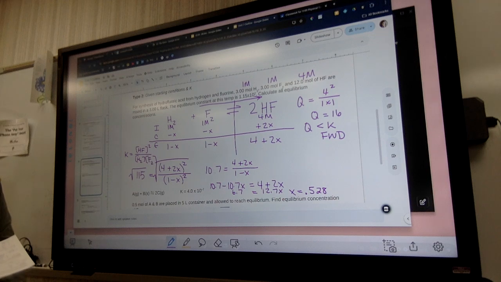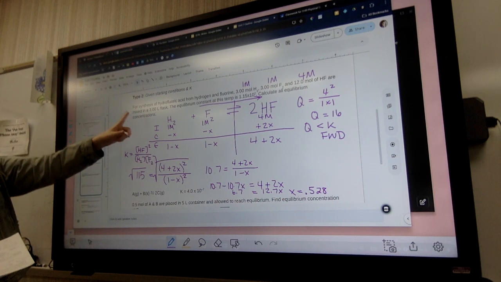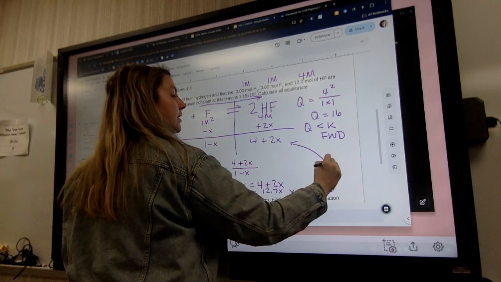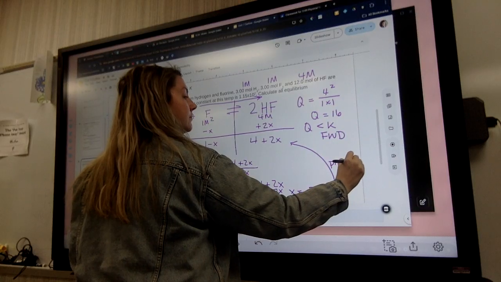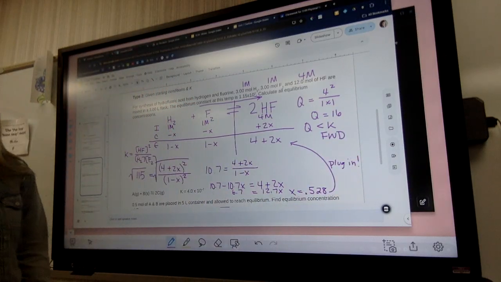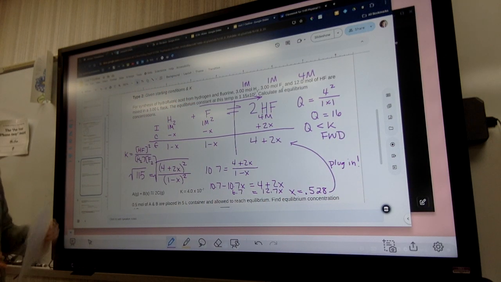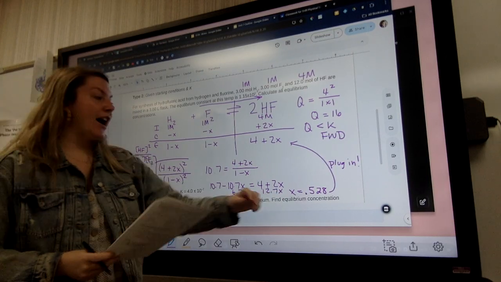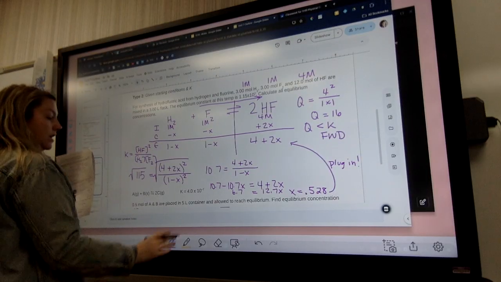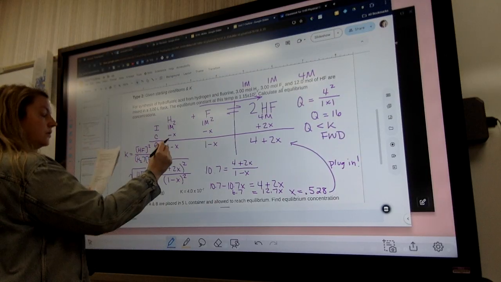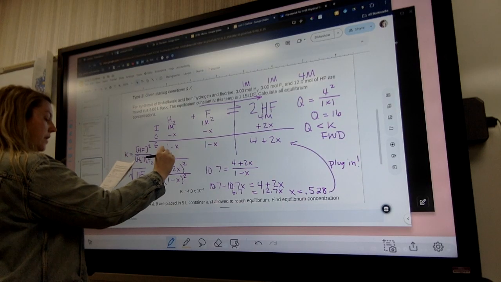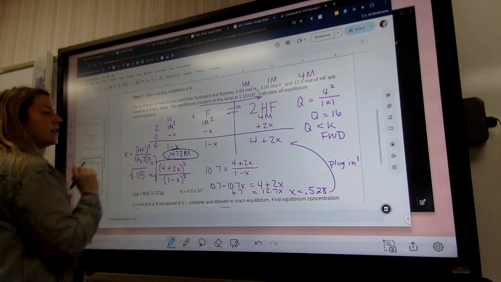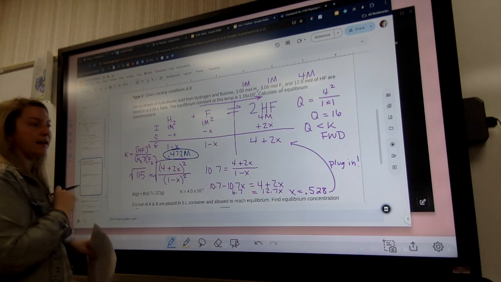Okay, so we found the change, but it wants us to calculate equilibrium concentrations. So all we've got to do is take this and plug in, and then we'll have the concentrations for each. So 1 minus 0.528 will give me, I'm going to write in a different color so you can see this is our final answer, 0.472 molarity. That is the ending concentration once I've plugged in that x value.